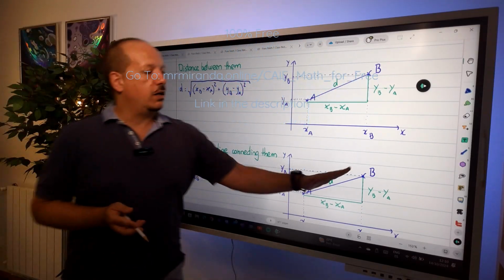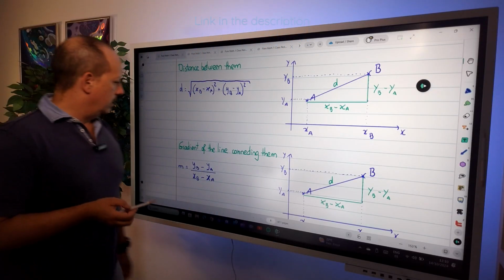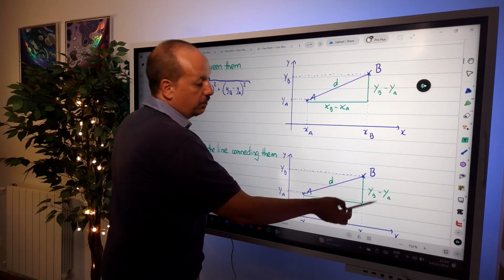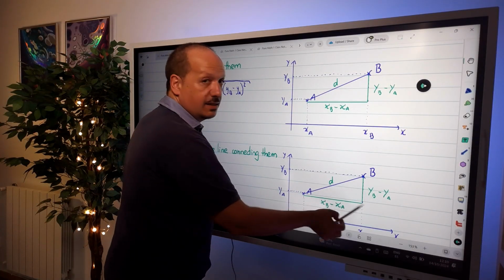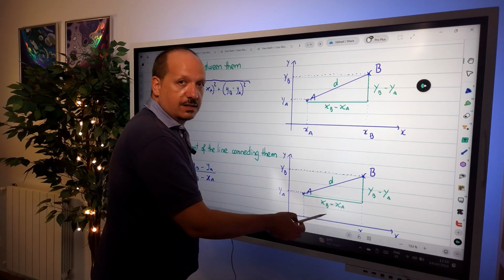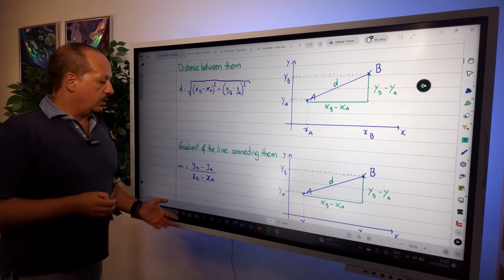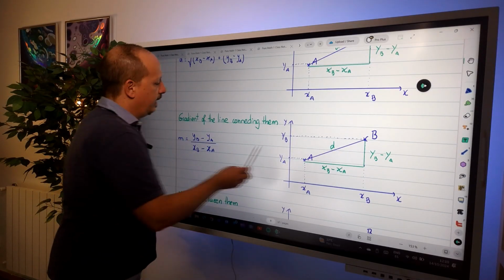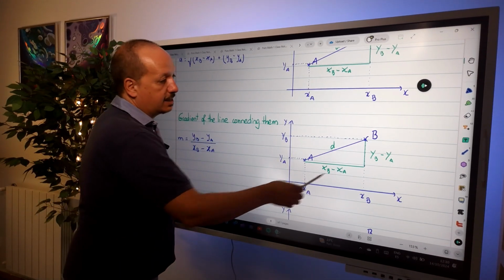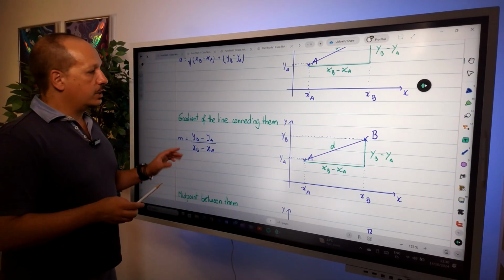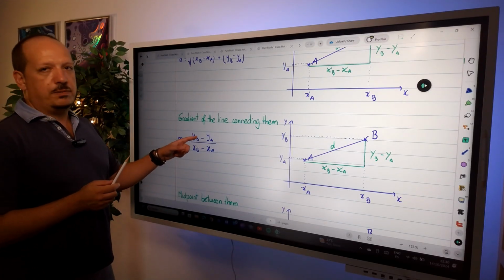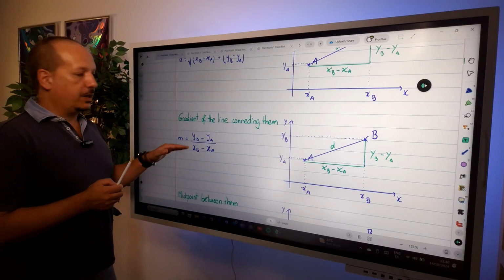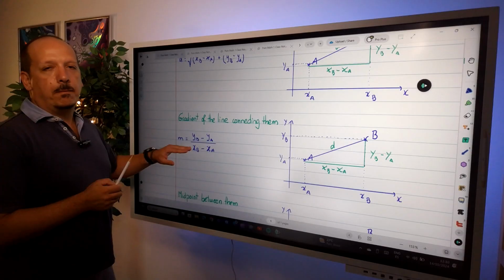What about the gradient of the line connecting these 2 points? You already learned this a long time ago. For any line, the gradient is going to be the change in y over the change in x. This is no news to you. The value of m, the gradient, is yb minus ya divided by xb minus xa. Pay attention to one thing. This works also if you put ya minus yb divided by xa minus xb. Whatever order of points you pick on top, it has to be the same on bottom. Don't forget that.